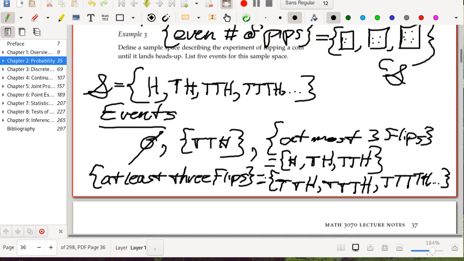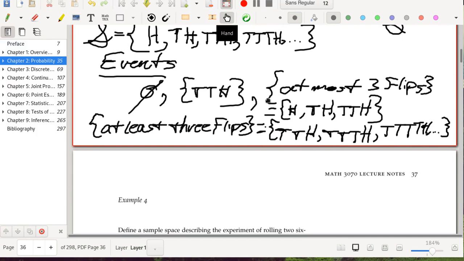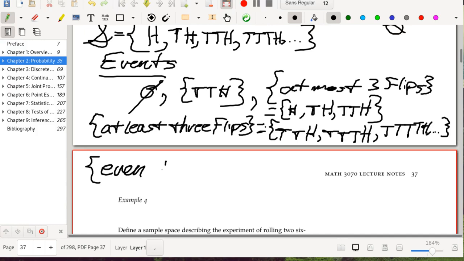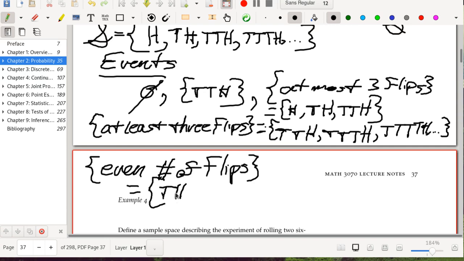Okay. And one final possibility is an even number of flips. What would that look like if we were actually using the elements of the set to describe it? That would be the event where you have tails, heads. That has an even number of flips since it has two. Tails, heads has an even number of flips. Tails, heads. That also counts since it has six flips. And so on. This event also has an infinite number of outcomes.